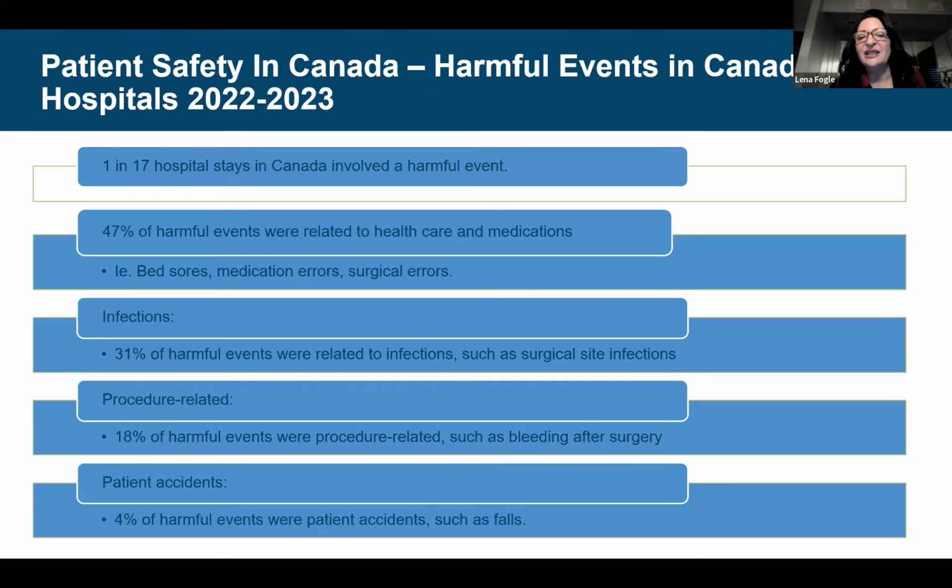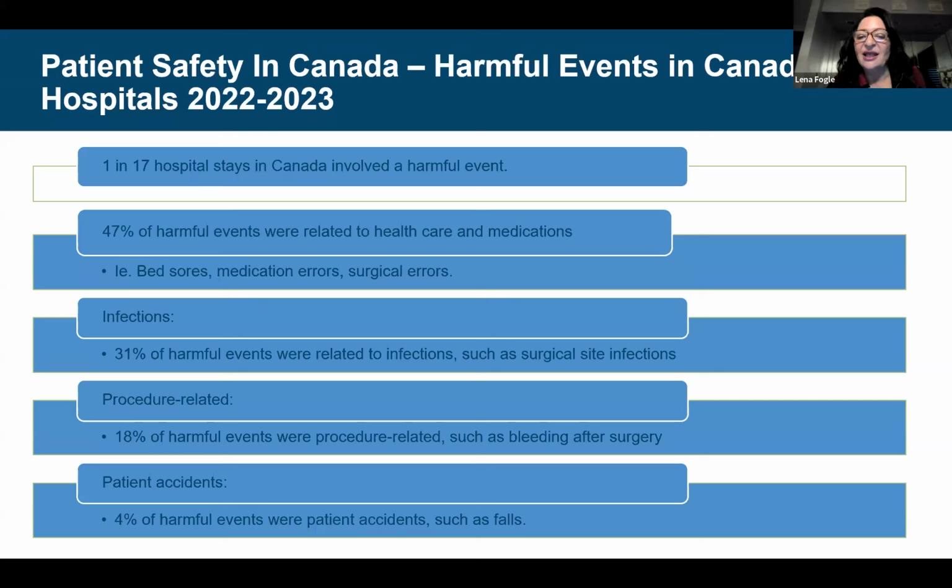47% of the harmful events were related to healthcare and medications, things like bed sores, medication errors, and surgical errors. Infections were way up there. 31% of the harmful events were related to infections like surgical site infections. Included in that bucket were also hospital-acquired infections, so CLABSI infections, deep line infections, etc. But most of them, the lion's share that were reported, were surgical site infections.